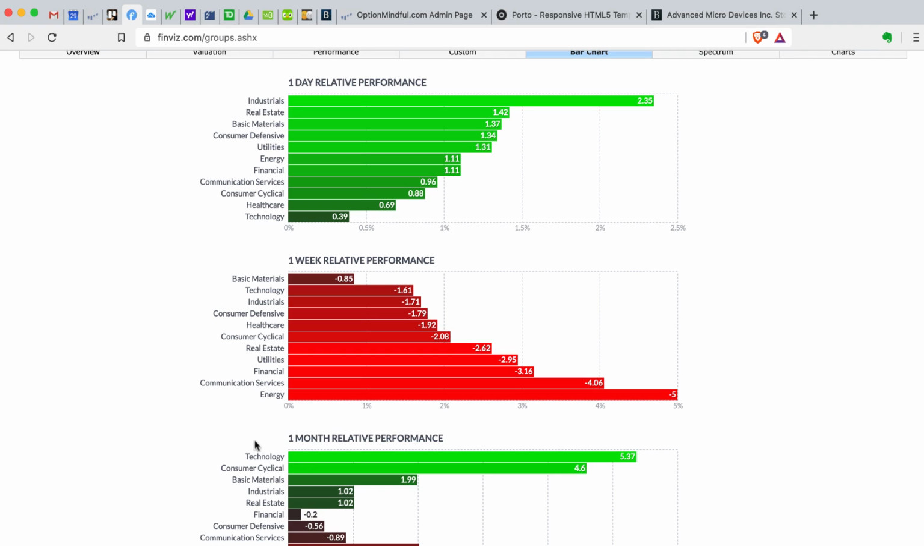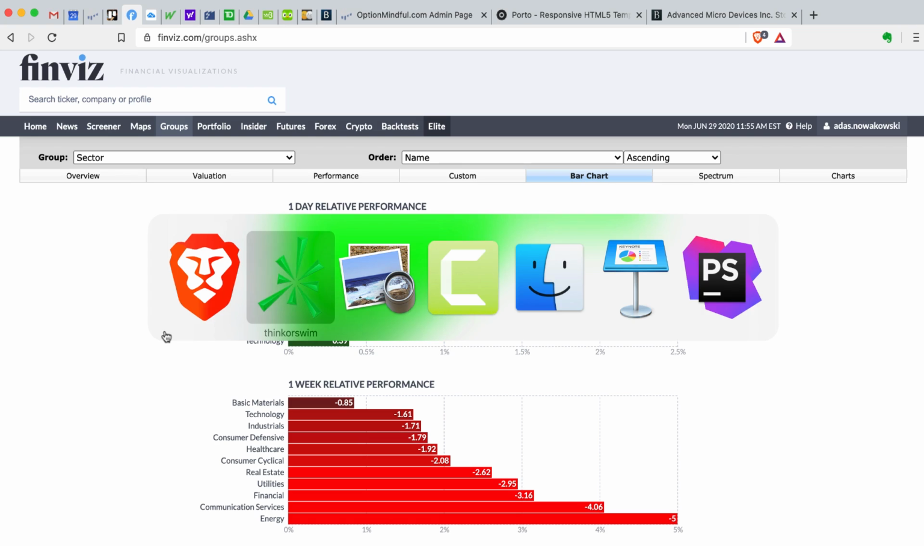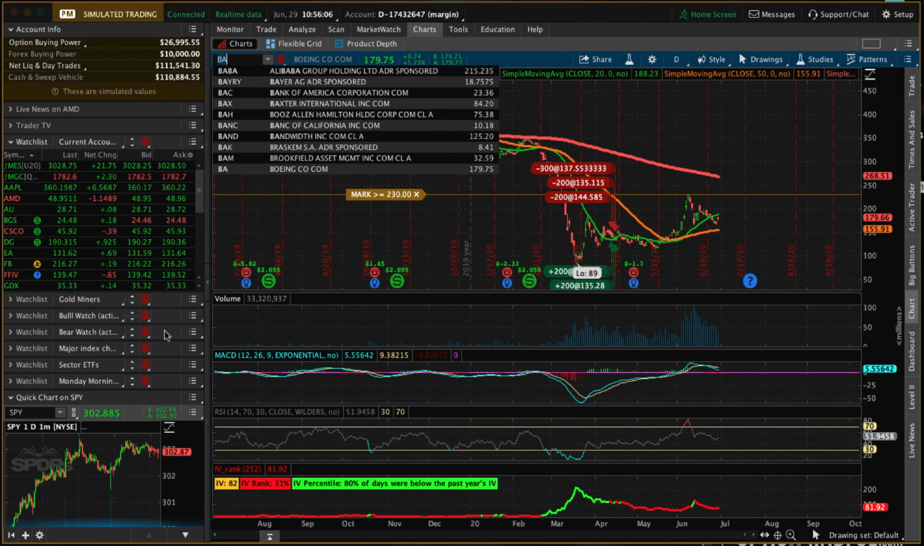But I can see that if I would like to trade something bullish now, because I'm consciously bullish with my portfolio right now, I would look into technology probably and consumer cyclical stocks. So we will do some trades on thinkorswim later on as I move on with analyzing my portfolio, and one of those stocks will be in one of those sectors. So I will show you that later. But now let's move on to looking at the charts and my portfolio.